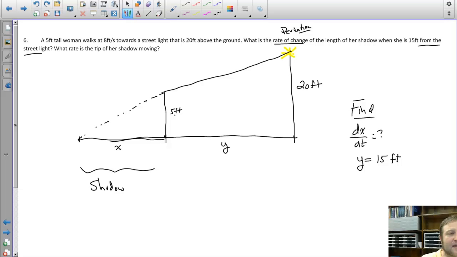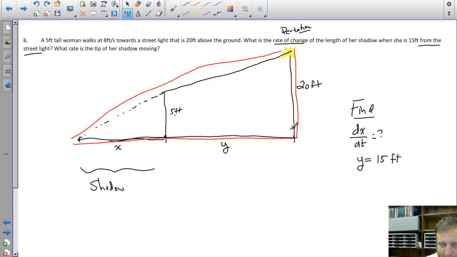So let us analyze this. Notice here, I'm going to do this in red. Hopefully here we see that we have a large right triangle. Here, I'm going to do this one in blue. We have a smaller triangle that also has a 90-degree angle. And notice these two triangles share a common angle.